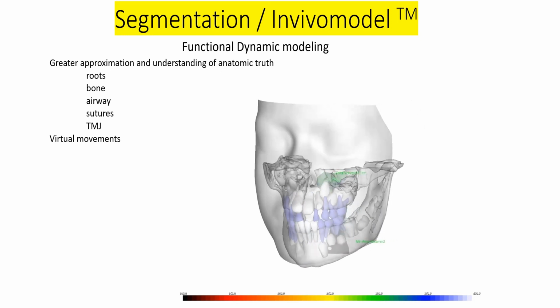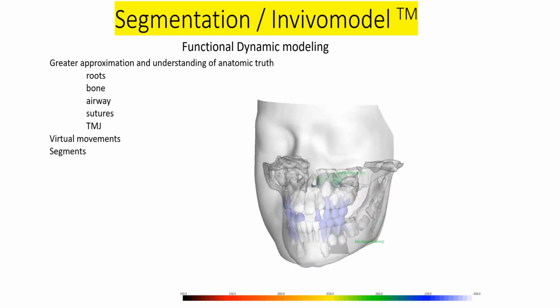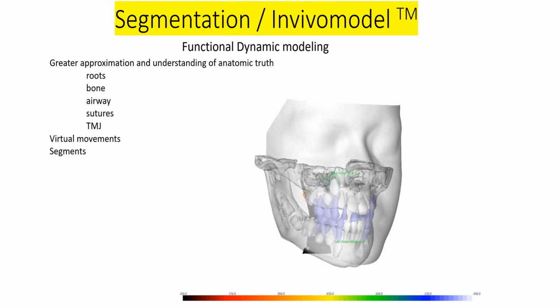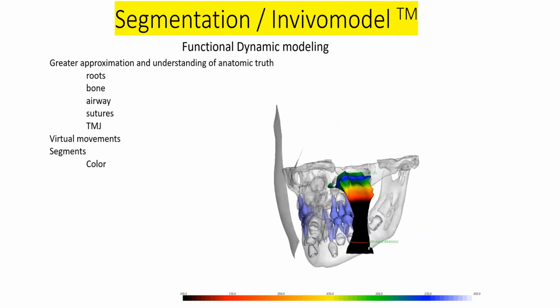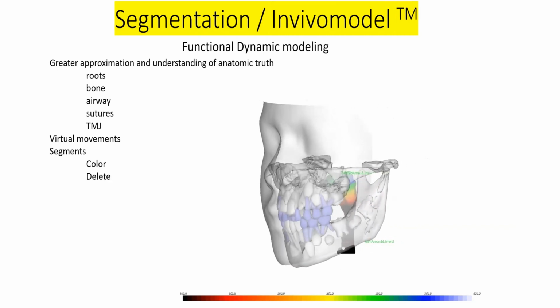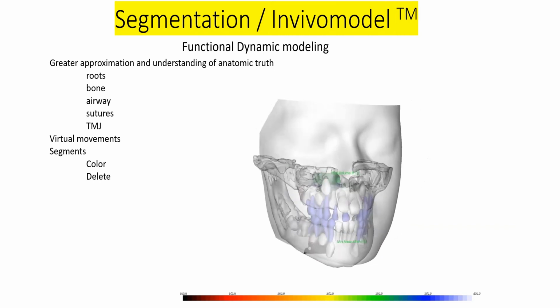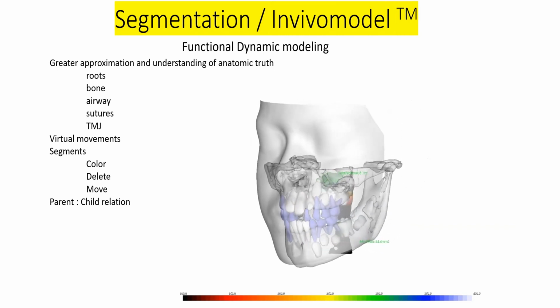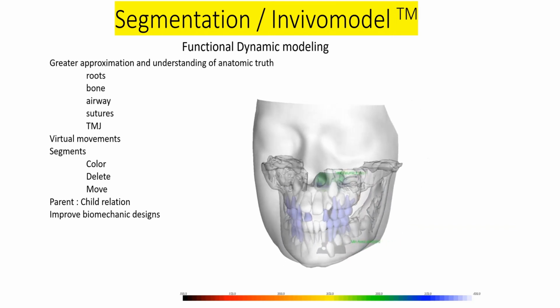We're able to perform virtual movements. Anatomy is segmented, so we can move segments of the parent-child relationship, the parent or the child. We can color these teeth. We can color the elements. We can delete the elements. We can move the elements. We understand this is all done from a parent-child relationship.